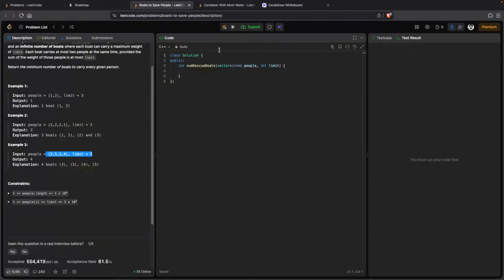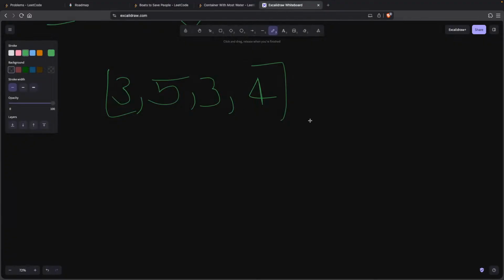And the limit is 5. Limit is 5, so how can I move? First I am at this position, and I can take the second pointer like here. So at the first check, if the weight of that person is less than or equal to the limit, then this can move.